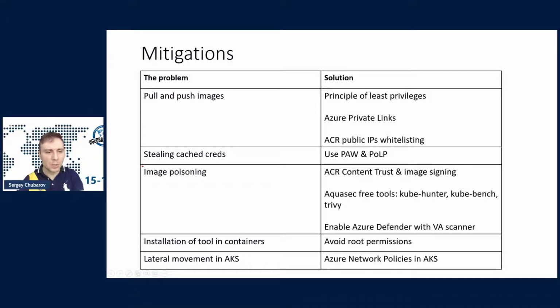Next one, when I trojanize the image, the poisoning, what you may do about this. On ACR, you may enable what's called content trust. If you enable content trust, then you must upload only signed images. And so ACR will trust only images signed by you, not by anyone else. So in this case, I cannot just simply trojanize the image and push it back, even if I have permissions.